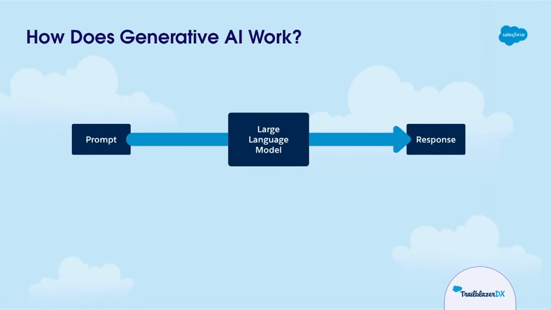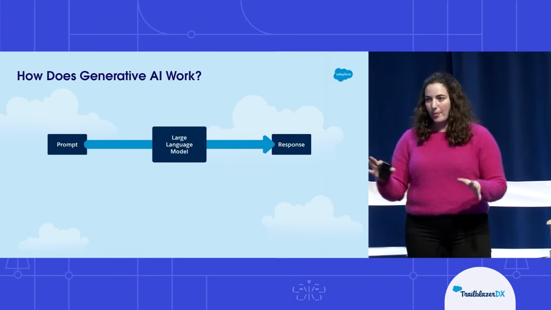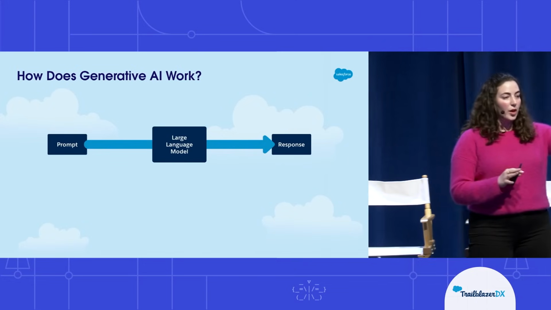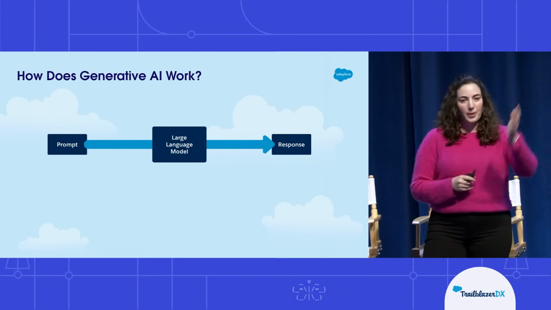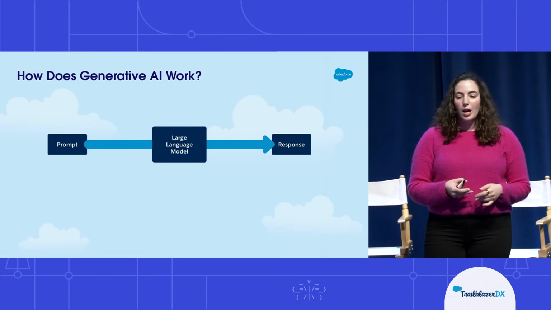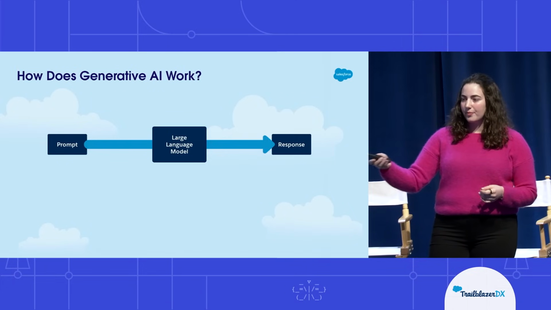So how does this all work? How does generative AI work? Now, for a lot of you who've played around with ChatGPT or Gemini or these other tools, this is not new information, but we'll run through it quickly. So we always start with a prompt that it will pass through a large language model, or an LLM, you might hear it referred to, and then it generates a response.